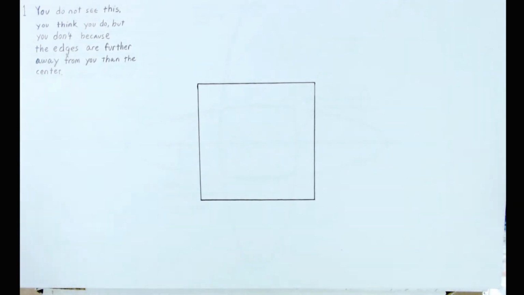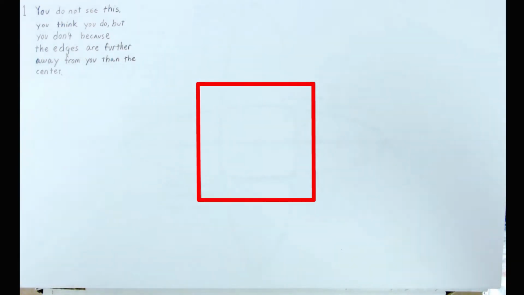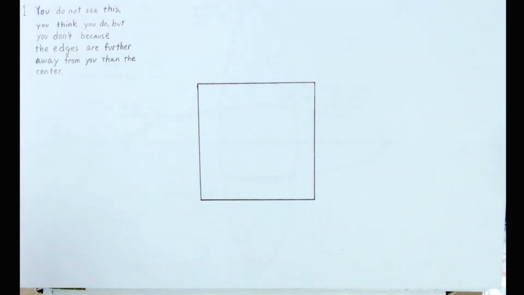Okay, so let's start with this. This is the big idea right here, that you do not see this. You think that you see this, right? This square right here, but you really don't. Let me explain what I mean.